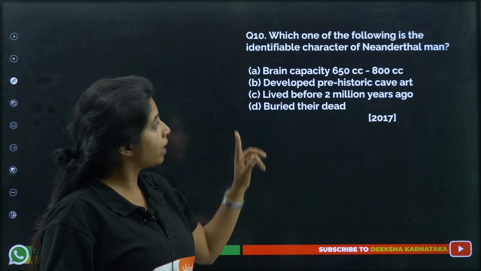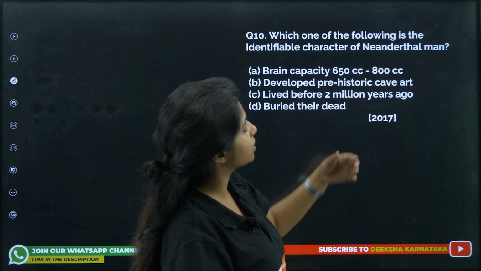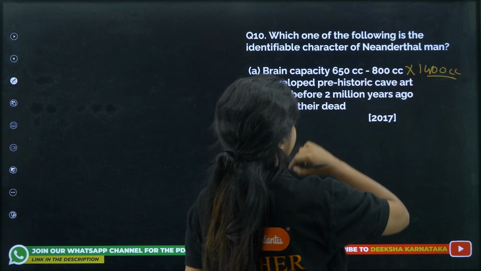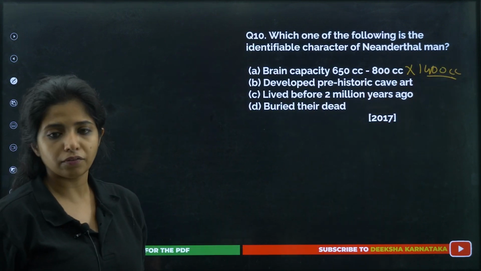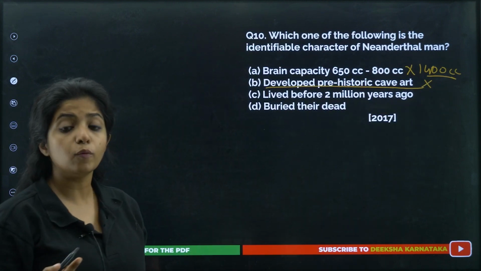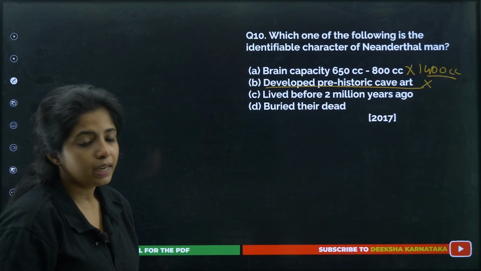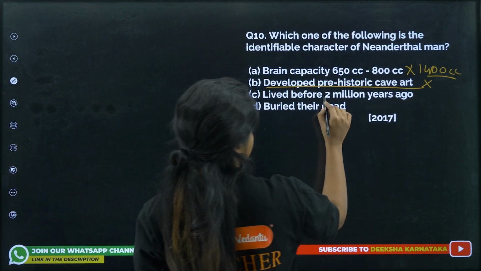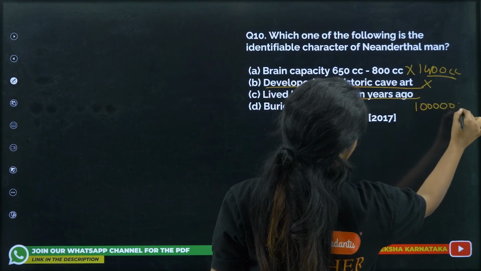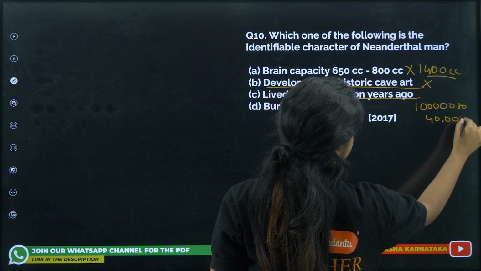So Neanderthal man, brain capacity 650 to 800 cc. This is wrong because it had a brain capacity of 1400 cc. Developed prehistoric cave art? No, they were not the ones that developed prehistoric cave art. It was later. Homo sapiens were the ones who did it. Lived before 2 million years ago? No, children. They lived almost 1 lakh to 40,000 years ago.